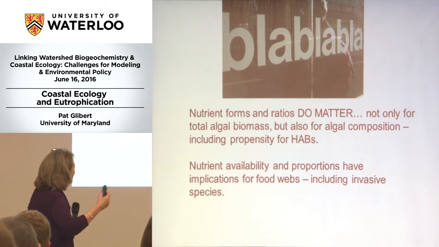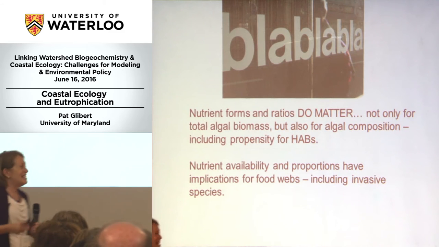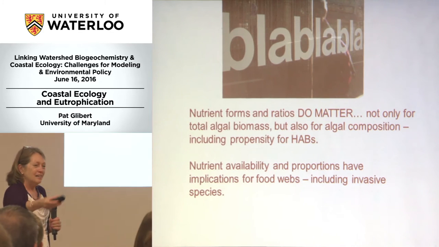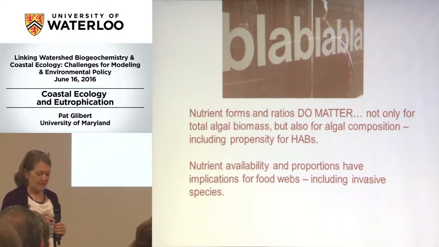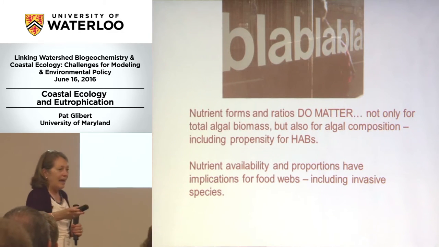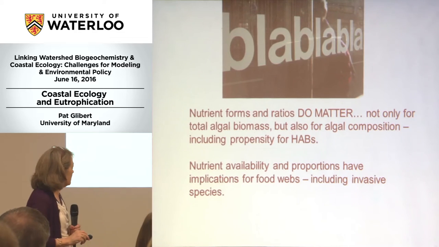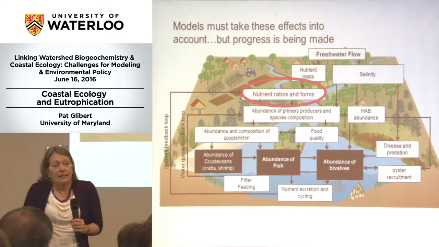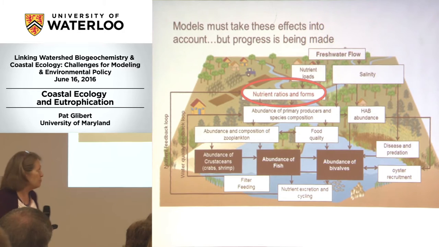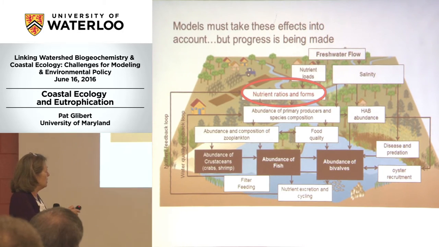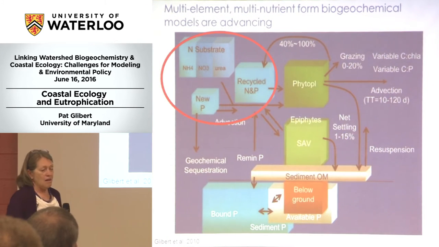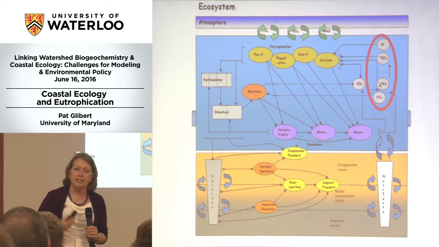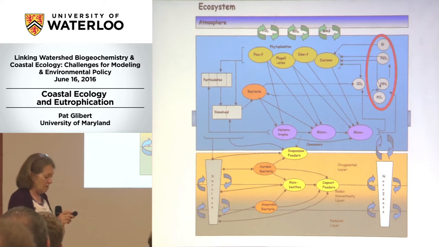So, nutrient forms and ratios do matter, not just for total biomass, but also for chemical composition, algal composition, composition of the food web, including the propensity for HABs, and including the propensity for invasive species. So models have to begin to take these into effect, and there's a lot of progress being made. Lots of new types of models are taking nutrient ratios and forms into effect. We see it in lots of different types of model structure. Multi-stoichiometric models are advancing, and I think this is all very positive.